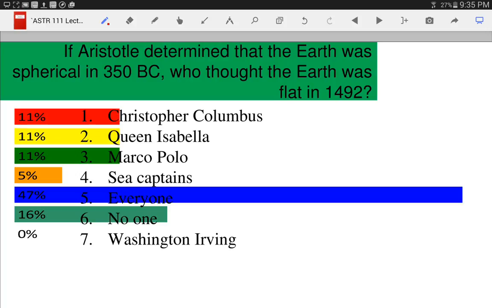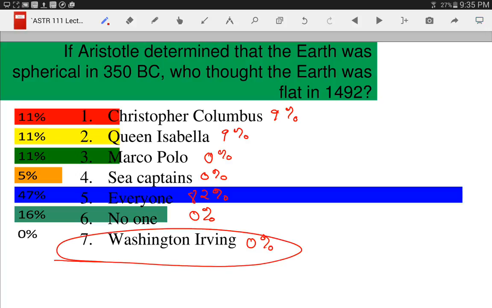And so our answers were, we have 9% here, 9% here, 0%, 0%, 82%, oh, 0%, and 0%. They should have, because that was the correct answer.